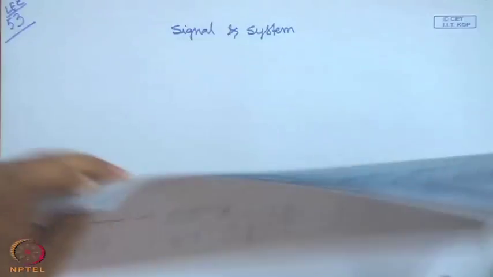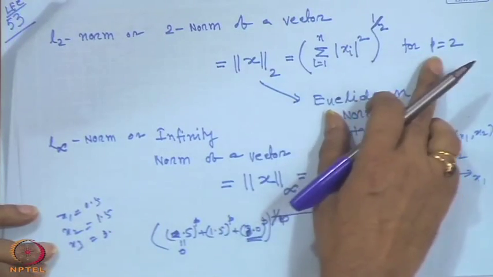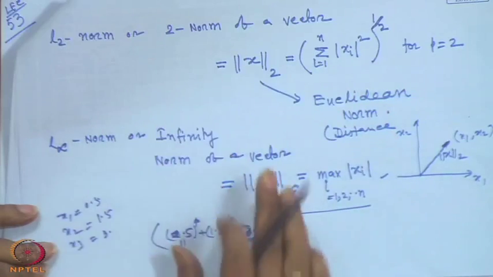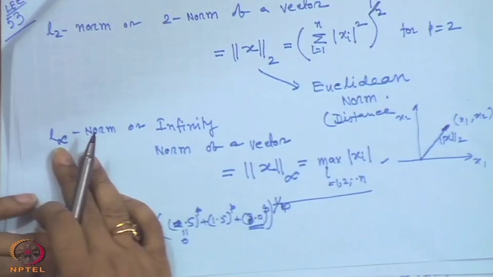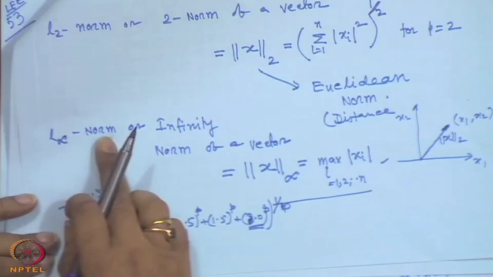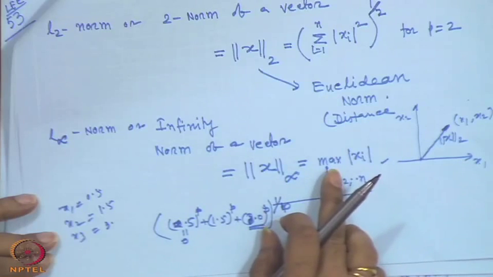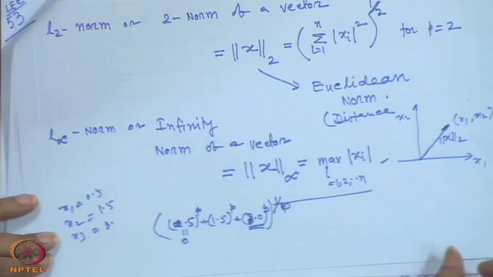The L2 norm, when P is equal to 2, is nothing but the distance of the vector from the origin. This is also called the Euclidean norm. Next, when P is equal to infinity, we call it the L infinity norm, or simply the infinity norm of a vector. That is nothing but the maximum absolute value out of all the elements of the vector.